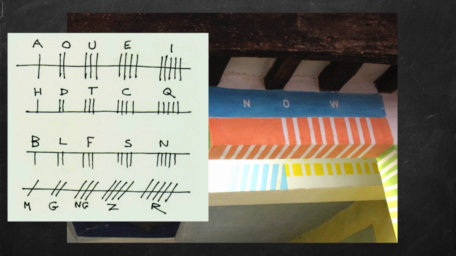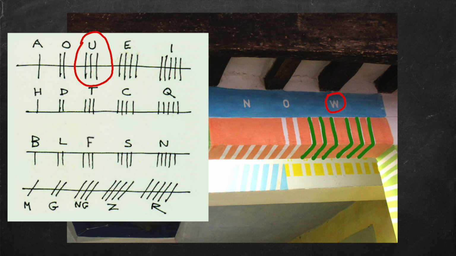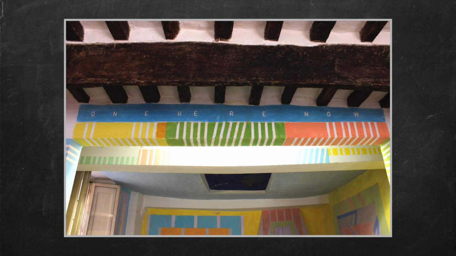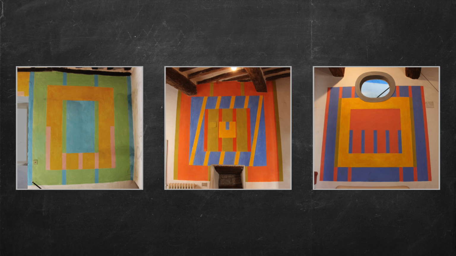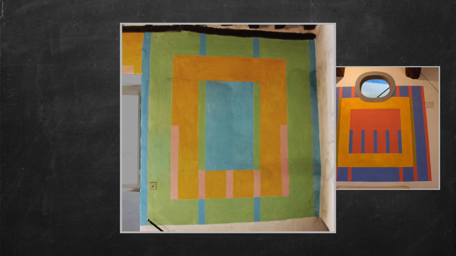Also, it's interesting to note here that because there's no standard character for W in Ogham, O'Doherty literally makes it a double U. 3 full lines is a U, and so he does 2 of those to make W. Throughout the house, the theme of one here now is recurring. In fact, one here now isn't just here, but it's physically embodied in paintings on the walls all throughout the house. This is one written in a creative square kind of way instead of in a linear way.